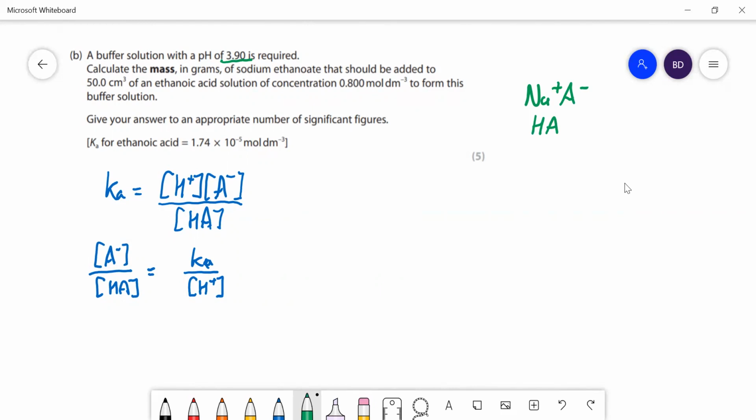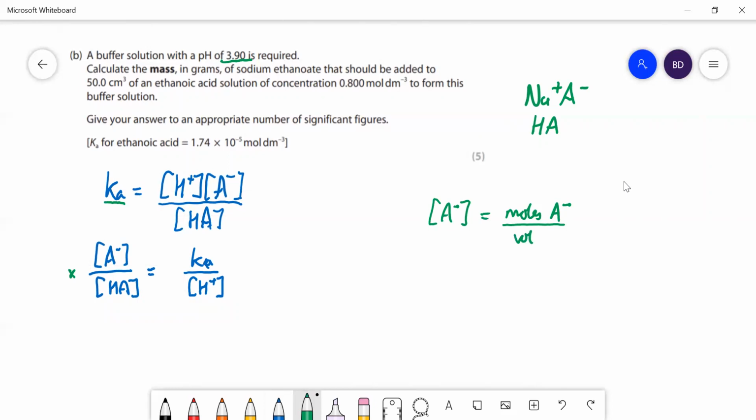Right. So how are we going to do this then? What I would do is, first of all, write down the equation for Ka, which I've written down there. And then I would rearrange that to get the concentration of sodium ethanoate divided by the concentration of ethanoic acid is equal to Ka times H plus. And now we need to start putting some numbers in. Before we do that, we'll remind ourselves that the concentration of A minus is equal to the moles of A minus divided by the volume.